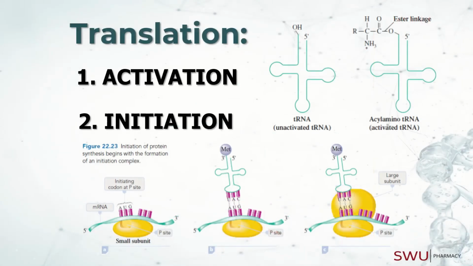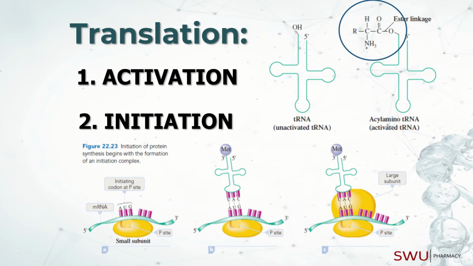In translation, we have to take note of the four basic steps: activation, initiation, elongation, and termination. First is activation. The tRNA will be activated once there is an amino acid attached to it, covalently bonded by ester linkage. Once activated, it will go to the next step, which is initiation.